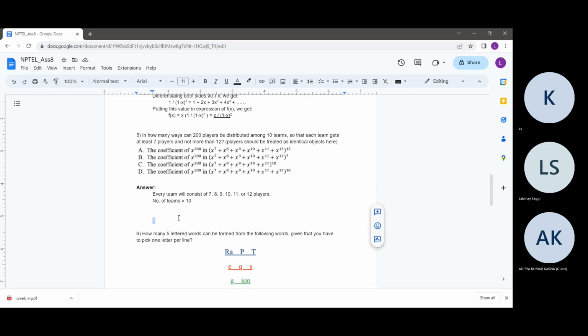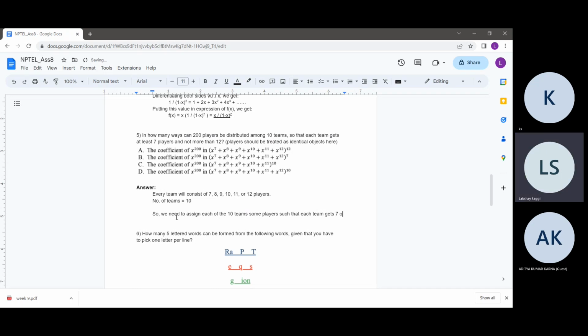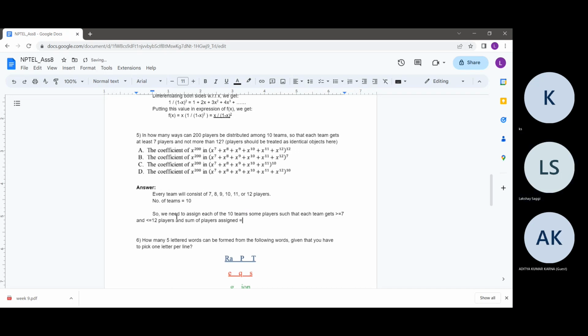So now maybe I'll write down another thing. We need to assign each of the 10 teams some players such that each team gets greater than or equal to 7 and less than or equal to 12 players, and the sum of players assigned over all teams is 200. So our problem can be rewritten this way: we need to assign 10 teams a number of players from 7 to 12, and the sum over all teams should come out to 200.